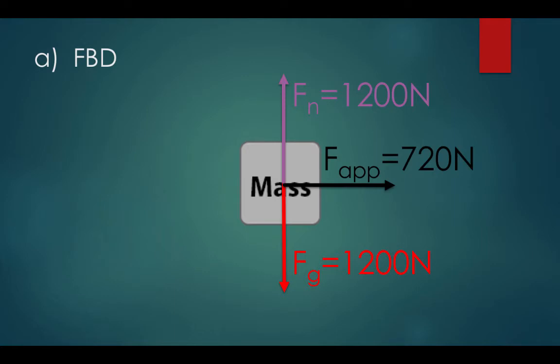Now, since the coffin moves across the floor with uniform motion, it's not speeding up or slowing down, it's not accelerating. The force friction must also be 720 newtons, but in the opposite direction. There is zero net force acting on the coffin, therefore it does not accelerate. It does, however, keep traveling at a constant speed in a straight line across the floor.